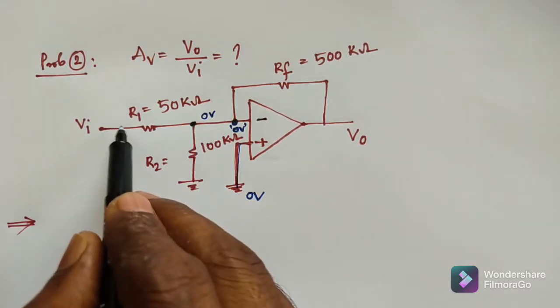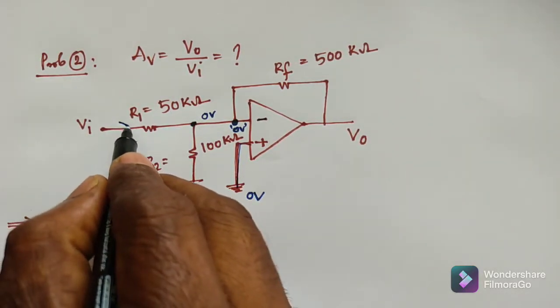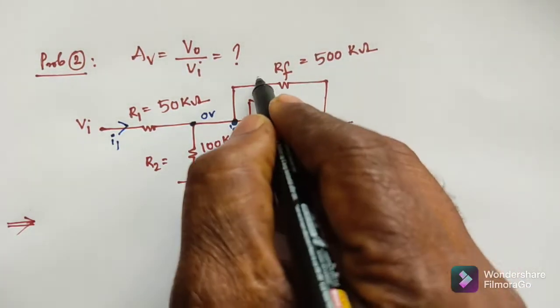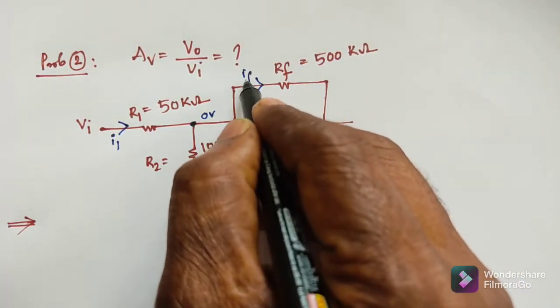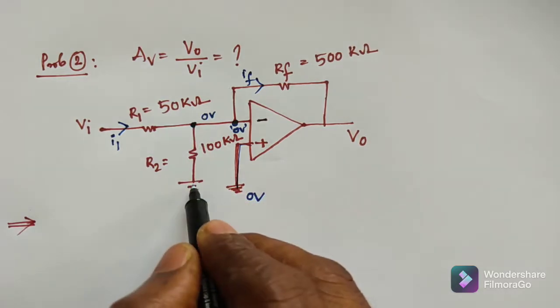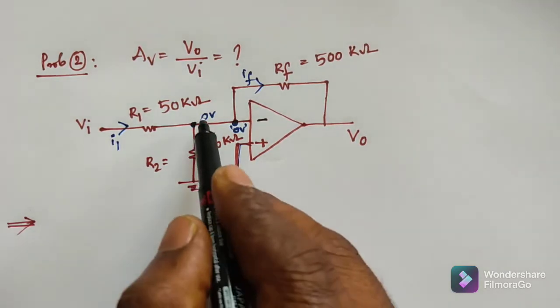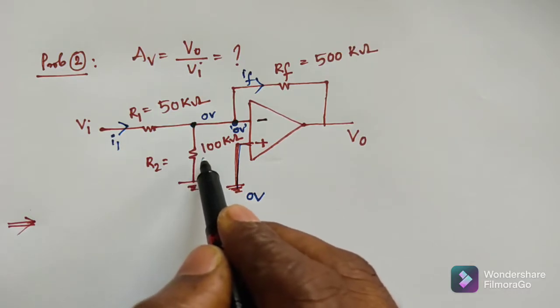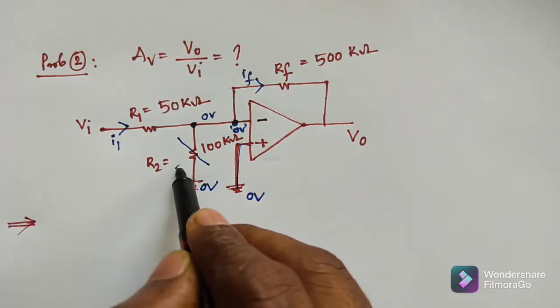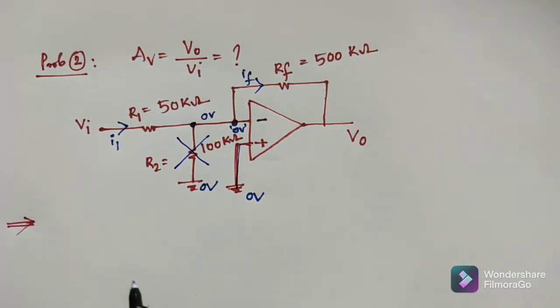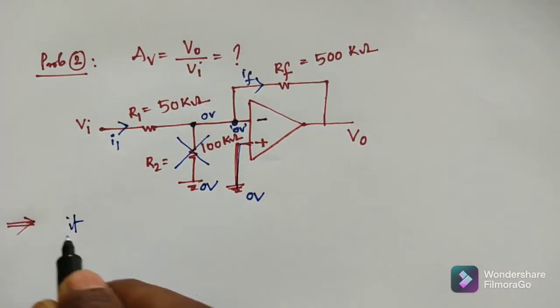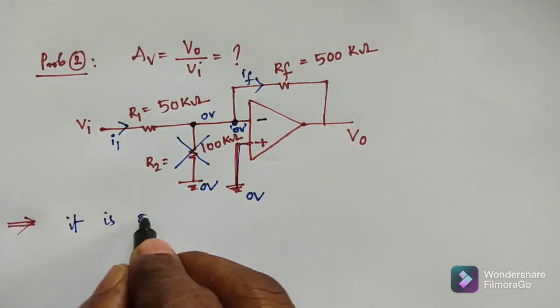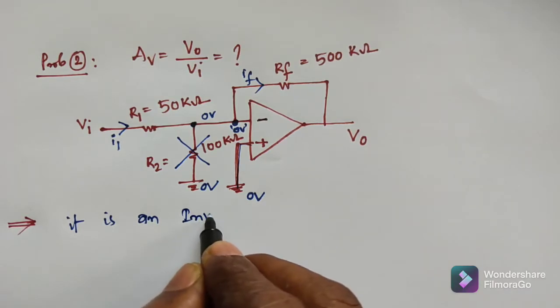Here some current is passing in this branch, that is I1. Here some current is passing, that current is IF. But in this branch, the voltage is 0 at both the starting and ending points, so no current flows in this branch. That's why it can simply be removed. After that, it is an inverting amplifier.